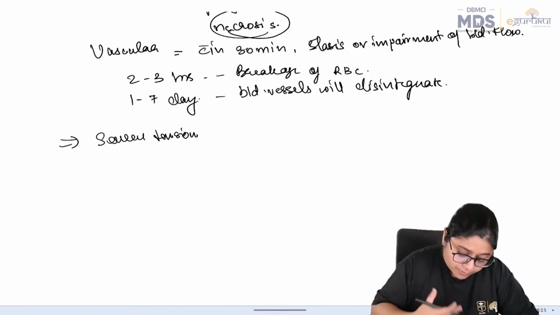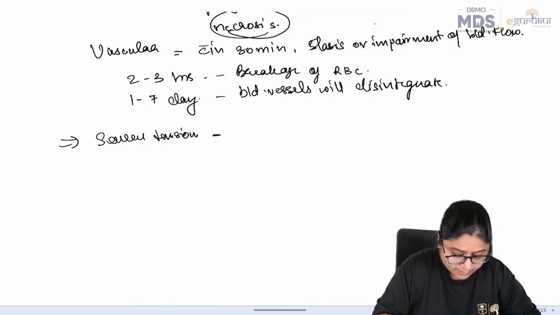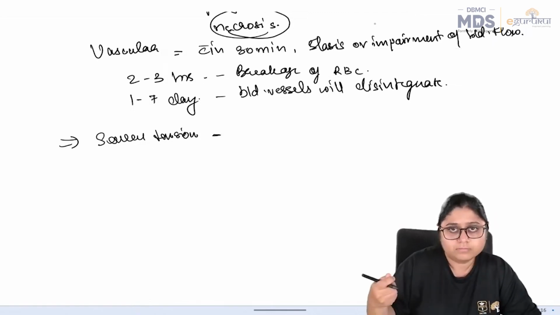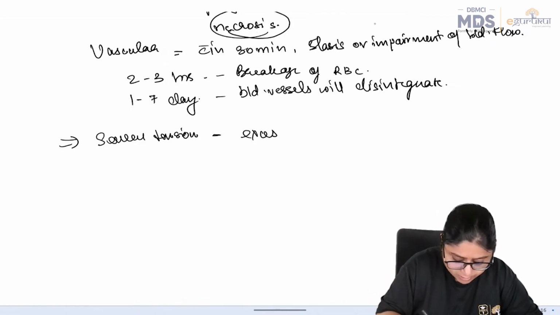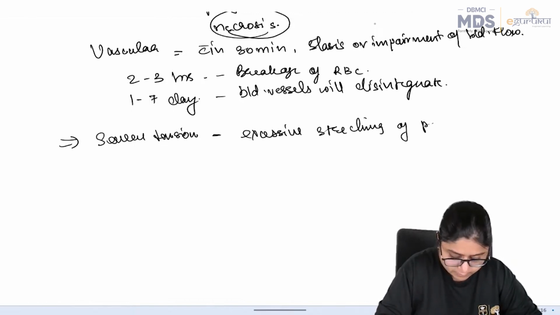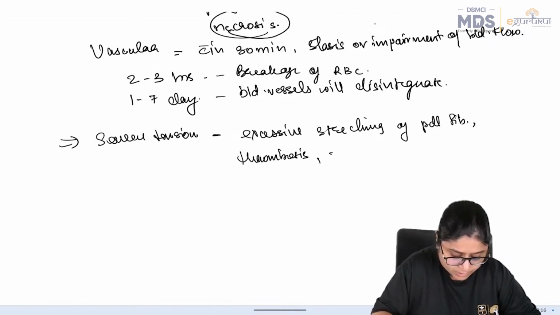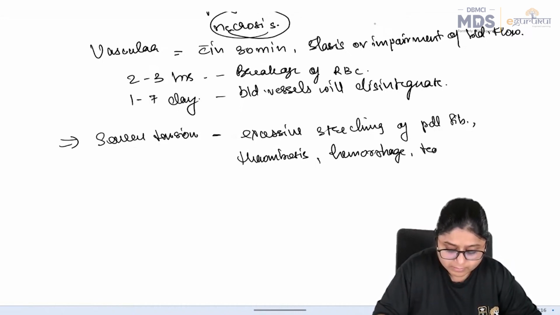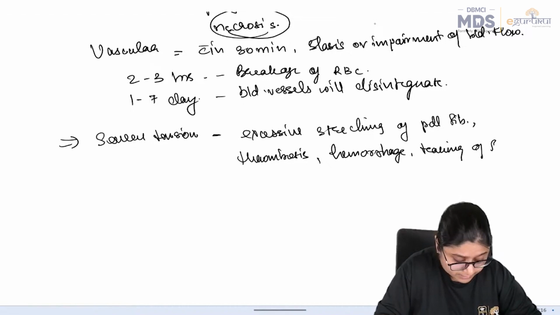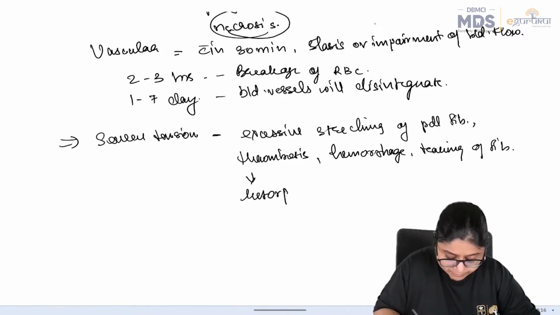Now, because of greater tension, there will be excessive stretching of PDL fibers. There will be thrombosis and hemorrhage. Tearing of the PDL fibers, hemorrhage will be there. And thus finally there will be resorption of the alveolar bone.